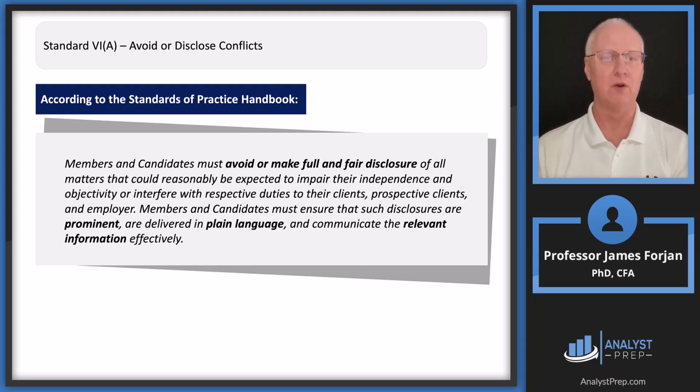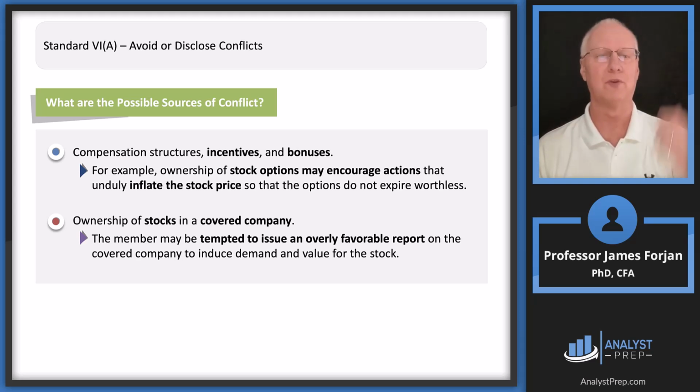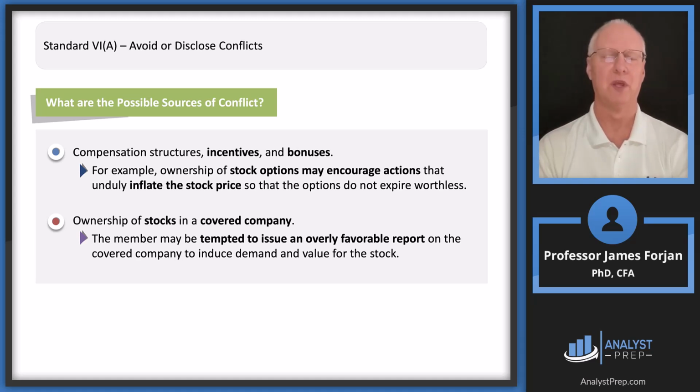But the second part of the coin here is that we need to make sure that we tell everybody. Avoid or disclose conflicts. Prominent, delivered in plain language. Yeah, that makes perfect sense. So what are the possible sources of conflicts? Compensation structures, incentives, and bonuses. And there's an example about stock options.